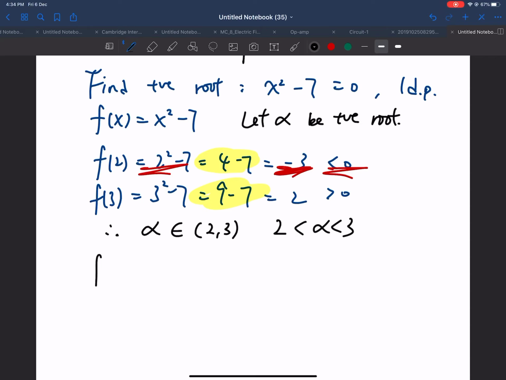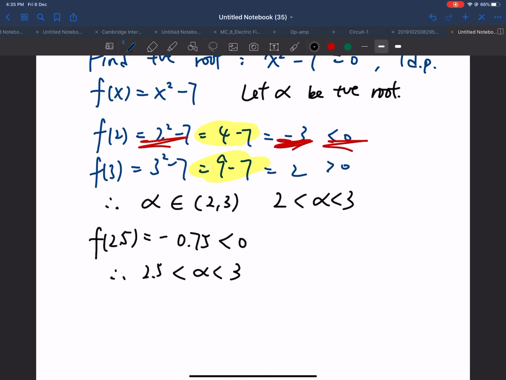Then let's try f(2.5). What you get is a negative value, less than 0. So alpha should be above that. And I think this one is more easy to read, the solution is more readable. The solution should be within 2.5 and 3.